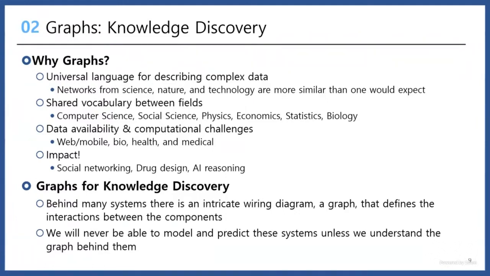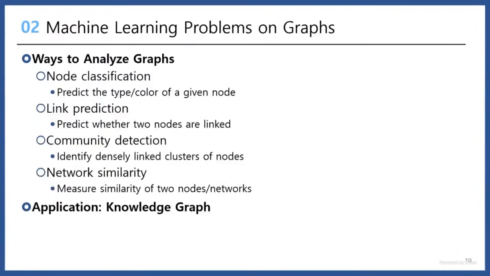Behind many systems, there is an intricate wiring diagram or graph that defines interaction between the components. We'll never be able to model and predict these systems unless we understand the graph behind them. Graphs are used for node classification, link prediction, community detection, network similarity, and more. Based on analysis methods of these graphs, let's look at knowledge graph application techniques.